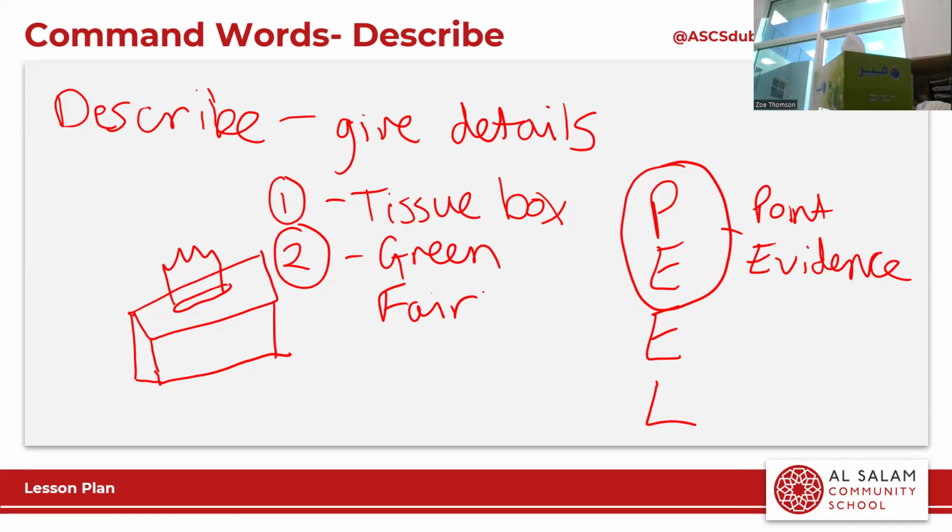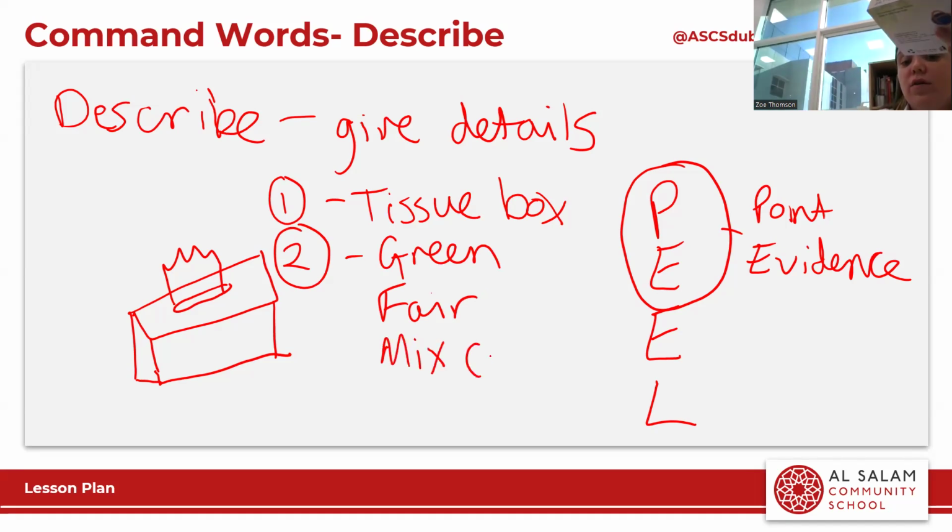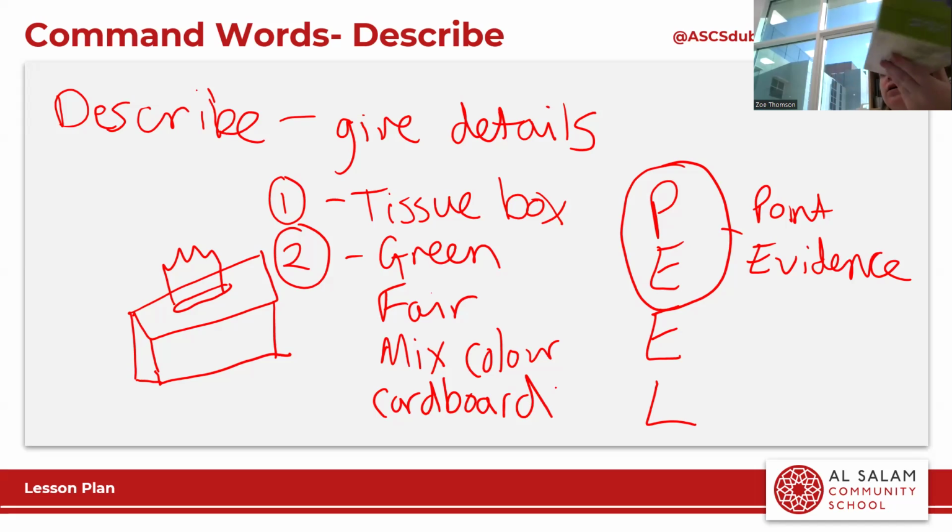Has what? Okay, yes, it's got a mix of colours. What's it made out of? Fantastic, it's made out of cardboard. But you can't really identify it's made of cardboard if it is in a picture. Yeah, that's very good. Well done. I get that. Right, so we've got our tissue box.